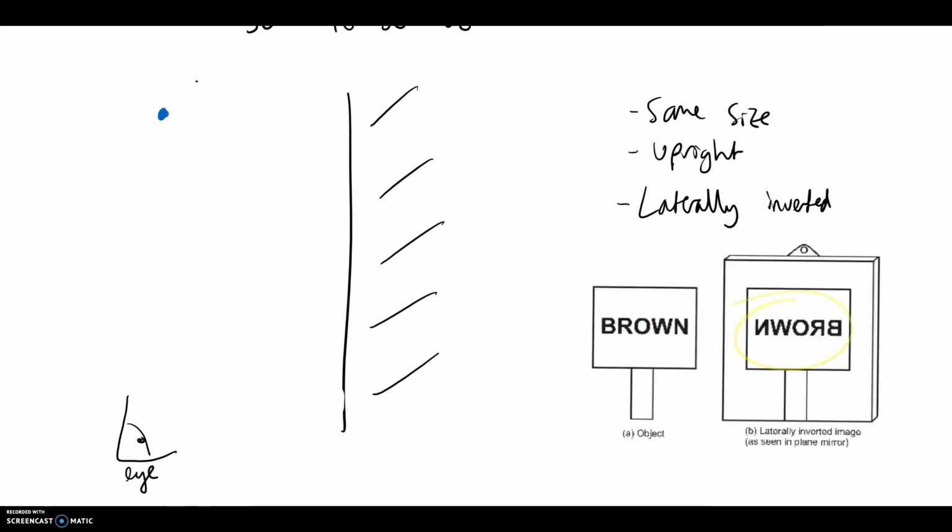And here's another example, though, with words, or letters, sorry. Brown would appear like this. So inverted laterally, so B ends up on the right rather than on the left-hand side.